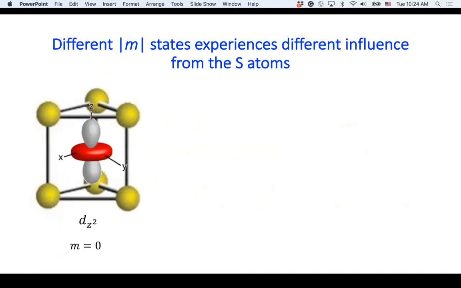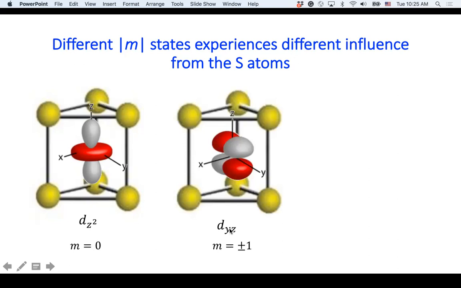Okay, so let's look at how different d orbitals will be affected by the trigonal prism of the sulfur atoms. If you look at the dz square, the m equal to 0 orbital, the shape is like this. But if you compare that with dyz, dyz is not m plus or minus 1. You need a linear combination with the other one. But if you just look at here, you can already see that these two orbitals are very different, right? You can already visualize that they will be affected by the S atom in a different way.